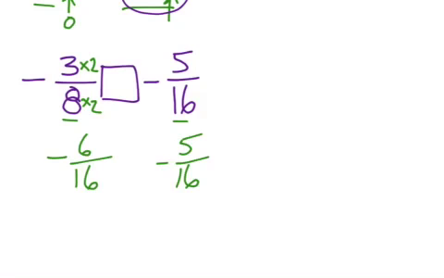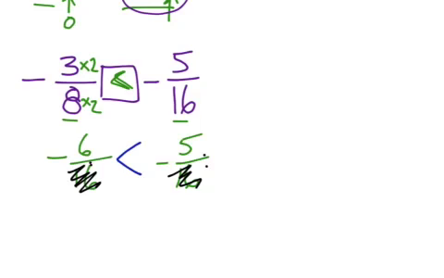Now that the denominators are the same, you can basically completely ignore them and just look at the top. So we've got -6 and -5. Now if I were to ignore the negative signs, I know that 6 is bigger than 5, so if they were both positive, I would write 6 is greater than 5. But they're both negative, so I'm going to flip that answer and write it the other way around. So -6 is actually less than -5. So that's what the answer would be in there.